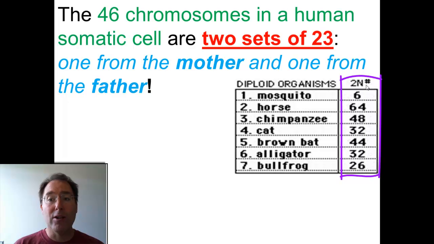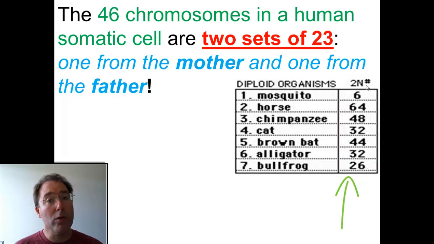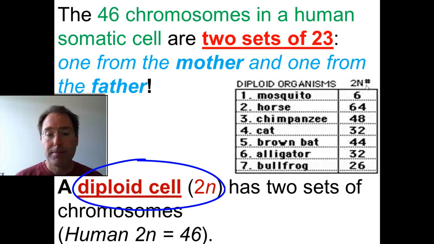by 2N. 2N means 2 sets of chromosomes, and in a bullfrog it looks like there's 26 total chromosomes in every bullfrog cell. That means that from the bullfrog's mom and from the bullfrog's dad, it each got 13 chromosomes, which have come together now to make 26. This is called the diploid number.